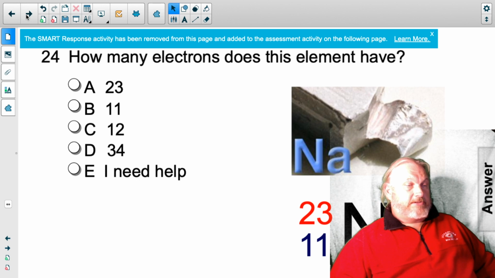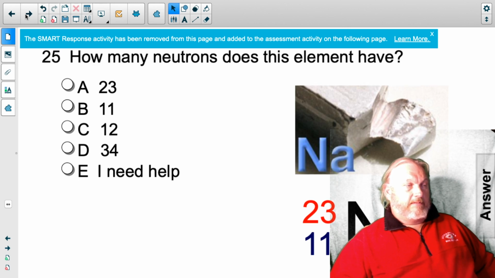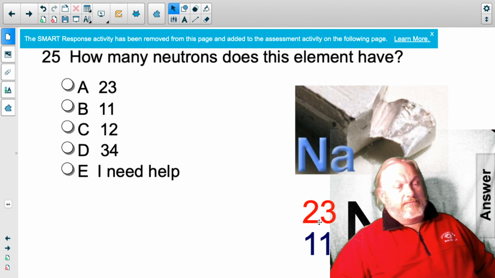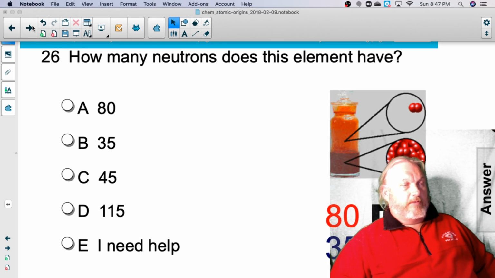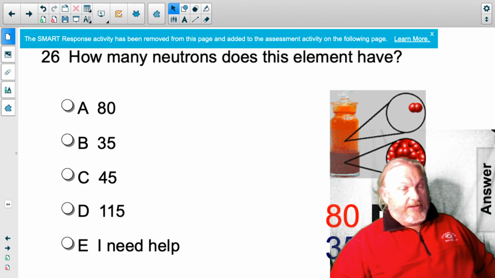How many electrons? Well, it's 11, because the number of electrons in a neutral atom is equal to the number of protons. So it's got 11. How many neutrons? Well, A minus Z, 23 minus 11 would give me 12. So it has 12 neutrons. We will practice this. How many neutrons does this element have? Well, 80 minus 35. That would be 45.